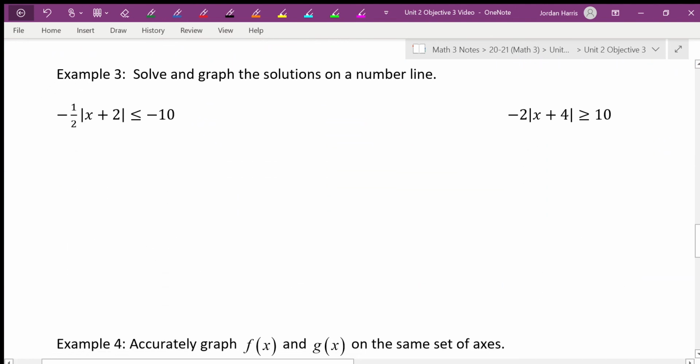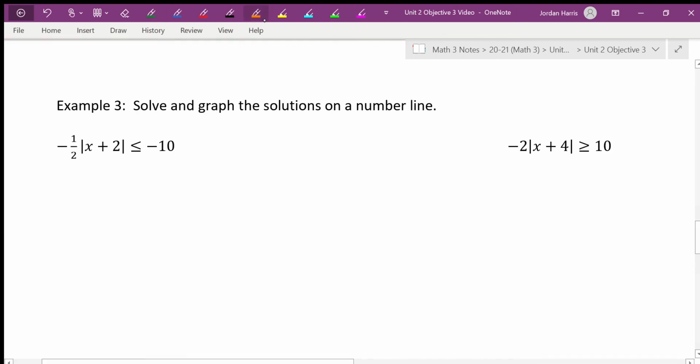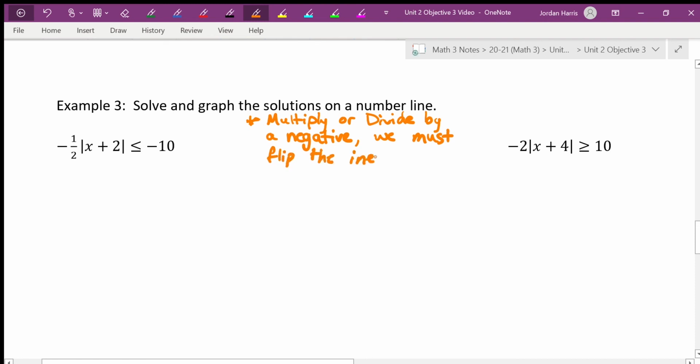Okay, and the last thing is dealing with negative numbers when we add or when we multiply or divide. Because if you multiply or divide by a negative, we must flip the inequality. Okay, let me show you what I mean by that.